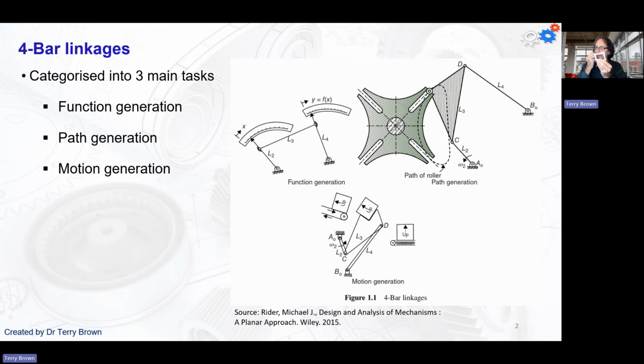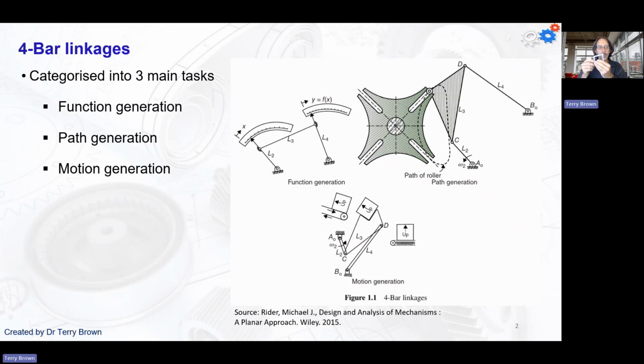So often when 4-bar linkages are drawn, you can only see 3 links. So the fourth, like this one here in the top left-hand corner of this picture, the fourth link is ground. Right? So we always include ground in determining how many links there are in a linkage.